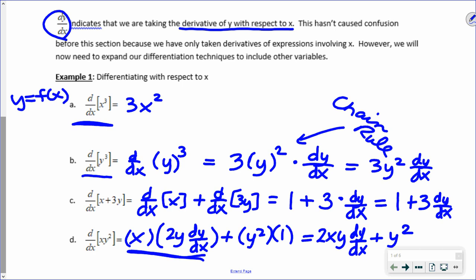Okay. So again, if you remember, if you're deriving y with respect to x, you're just using chain rule. And so you find the derivative, but then you have to multiply by dy over dx, because that's multiplying by the derivative of the inside, which is y. Okay. So I hope that helped explain why we multiply by dy over dx.